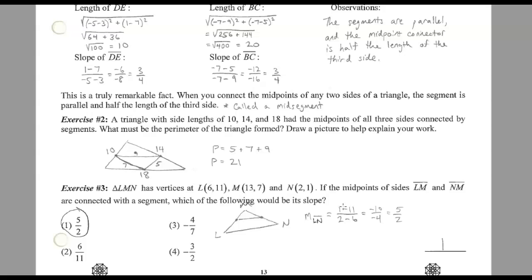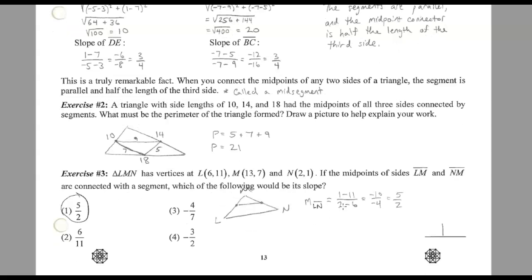So in exercise 2, a triangle with side lengths of 10, 14, and 18 had the midpoints of all three sides connected by segments. The inner triangle is going to have segment lengths of half of those triangle segments, right? So the 10 would become a 5, and the 14 would become a 7, and the 18 would become a 9 for those segments that are parallel to the outside ones. So the perimeter total here is 21. The perimeter total of the original triangle was 42. So what we can say is if we have a triangle formed by midsegments, it will be half the perimeter of the original triangle because every segment is half of the one that it's across from.